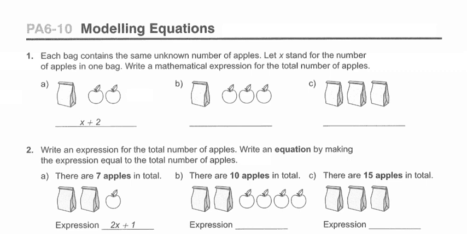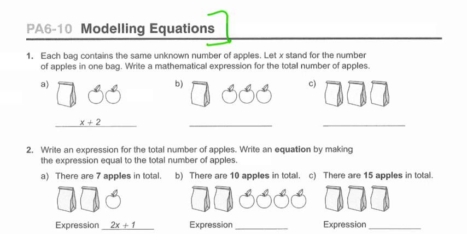This is Book 2, pages 73, 74, 75, and 76. So this is about modeling equations. To build a model, you draw a picture, or you build something to make a diagram that makes sense to you. So that's what we're going to be doing for each of these questions.